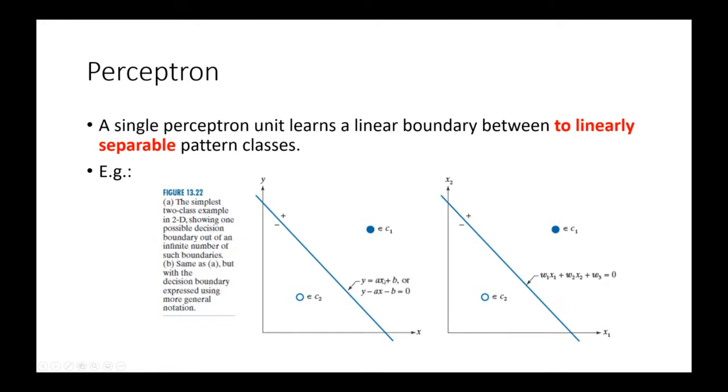So it has to learn two things: the coefficient or the slope, and the y-intercept. In neural network terms, a more general way of expressing this equation is written as W1 x1 plus W2 x2 plus W3 equal to 0. That's the notation that we use in neural networks. It's nothing more than exactly this. This is the equation of a straight line.